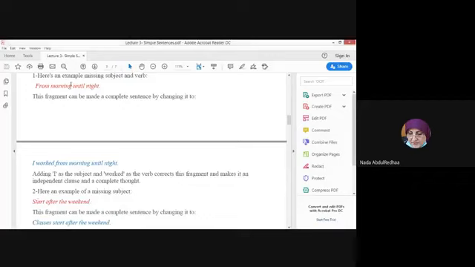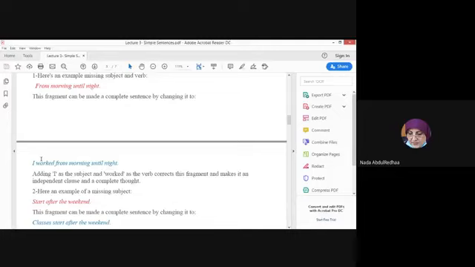How do you turn it into a sentence? How will you make it a sentence? If you add a subject and a verb, as shown in blue, you can correct it by saying I worked from morning until night. So in this case, when you add a subject and a verb, it becomes an independent clause, and here it becomes a simple sentence.